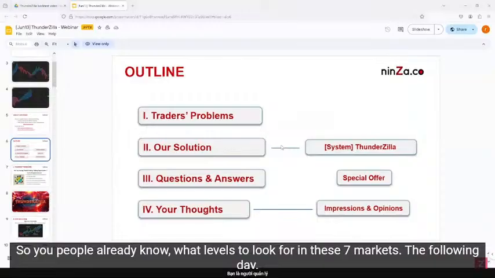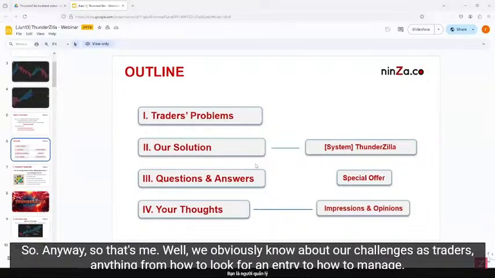Well, we obviously know about our challenges as traders, anything from how to look for an entry to how to manage a trade, and this indicator does it all.